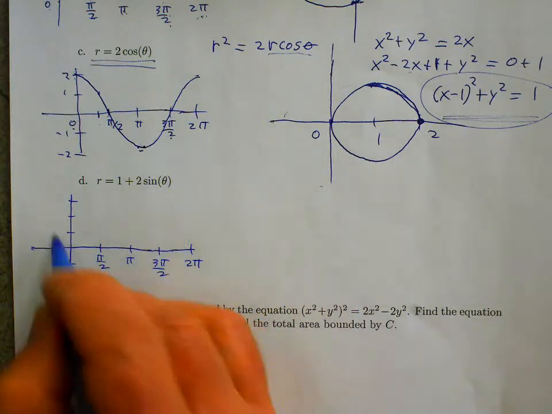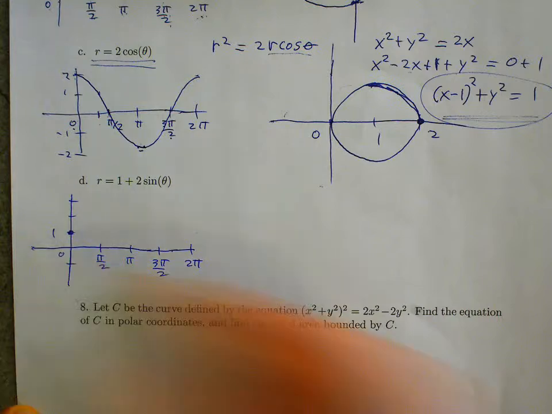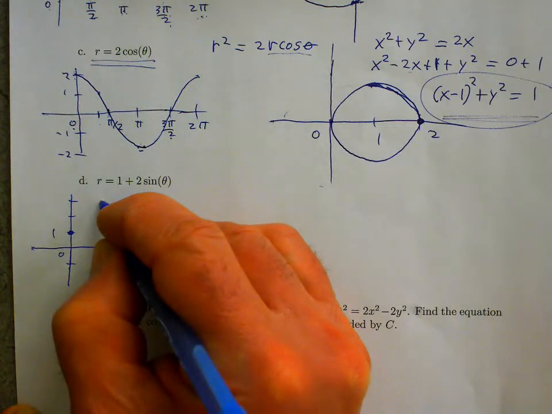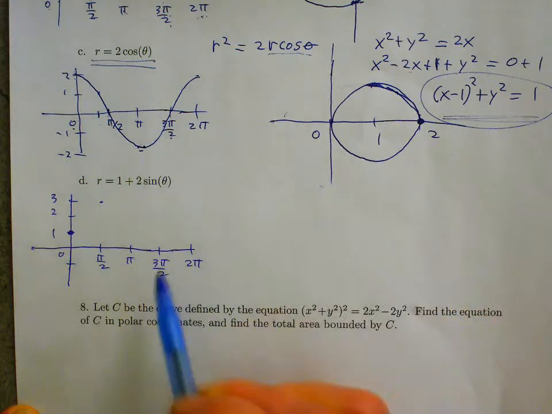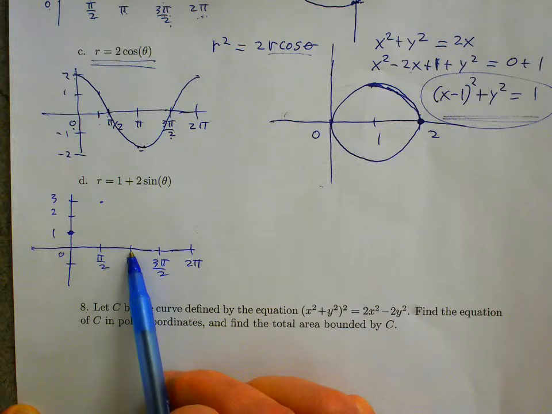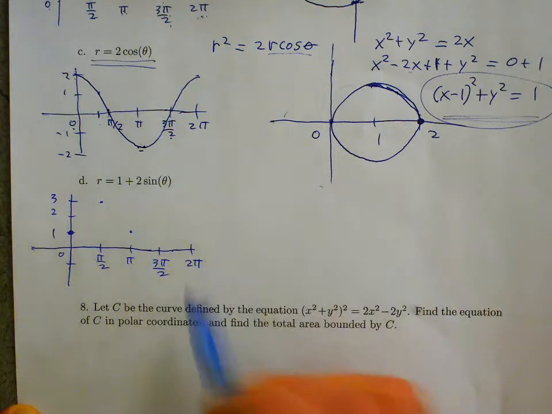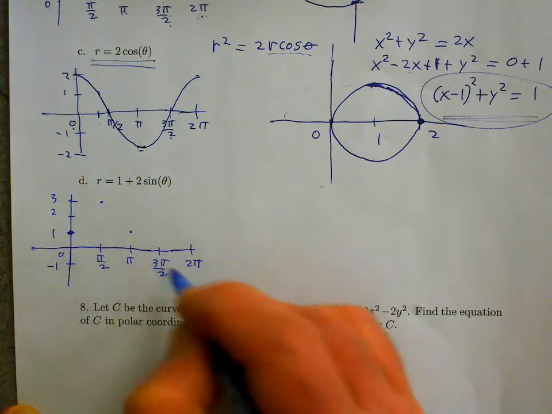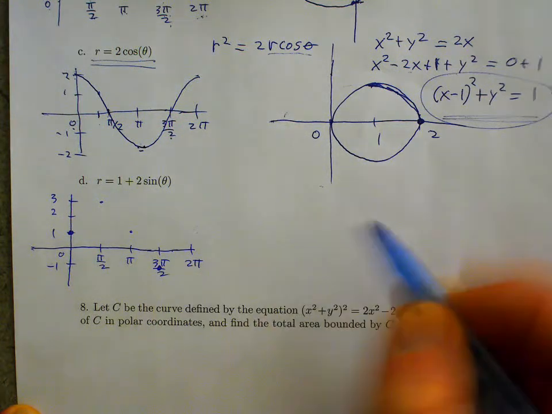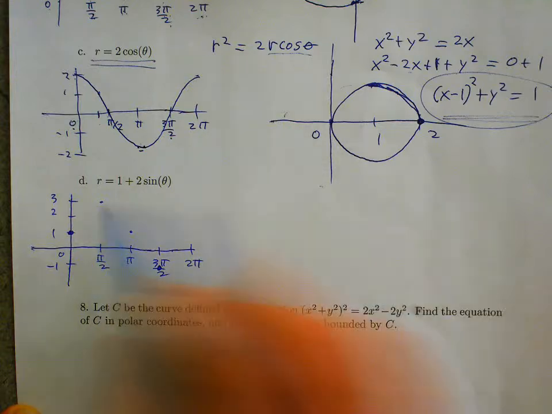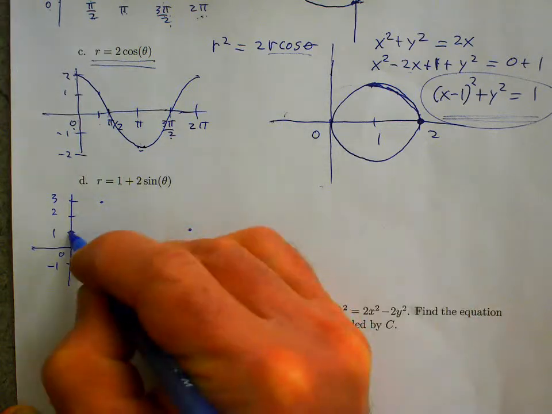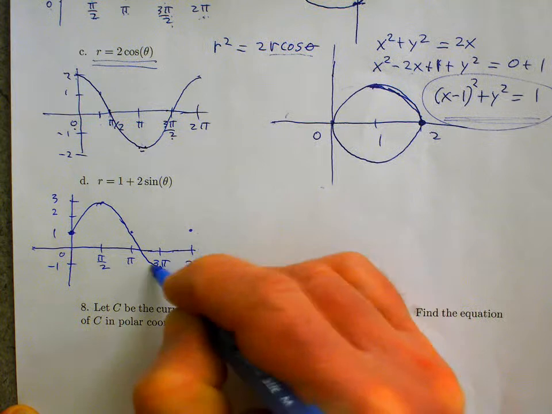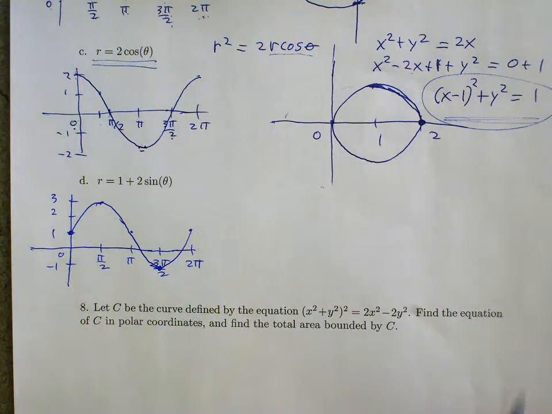So when theta is 0, r is 1. When theta is pi over 2, r is 3. When theta is pi, r is 1 again. And at 3 pi over 2, r is negative 1. And at 2 pi, r is 1. So the Cartesian graph looks something like this.